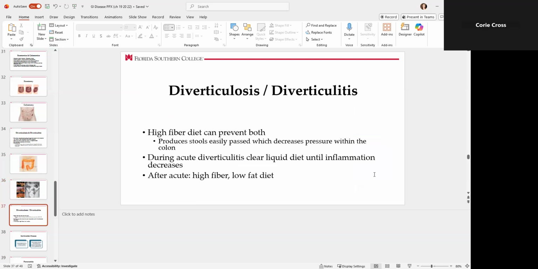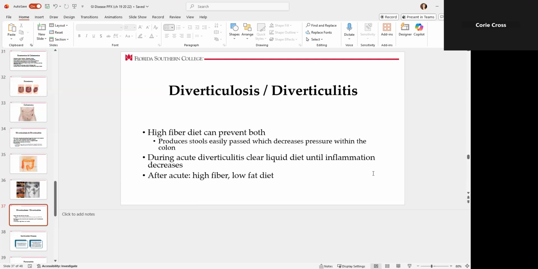High fiber diets are recommended to prevent and improve symptoms of diverticulosis. Preventing diverticulitis by producing stool that is more easily passed decreases the pressure in the colon and reduces time the stool sits in the colon. Once someone has a diagnosis of diverticulosis, maintaining a high fiber diet will not make the diverticula disappear. These patients are instructed to avoid nuts, seeds, popcorn, so that they do not become trapped in the diverticula and cause diverticulitis.